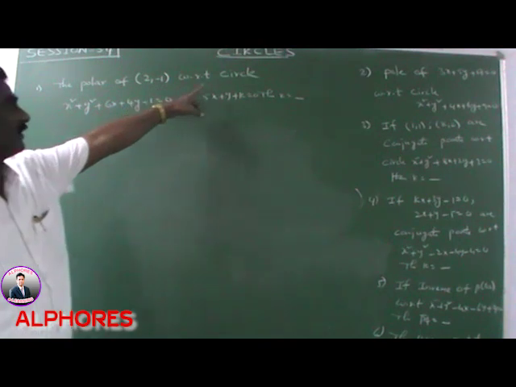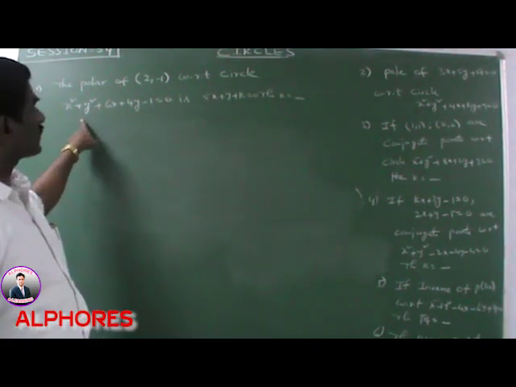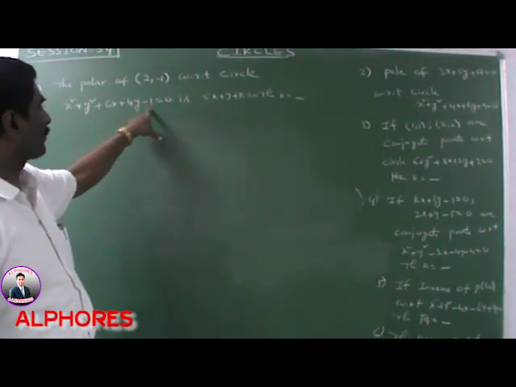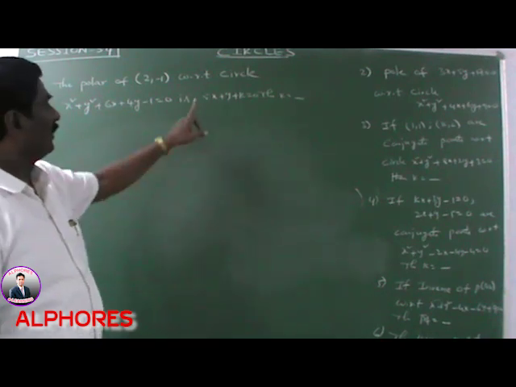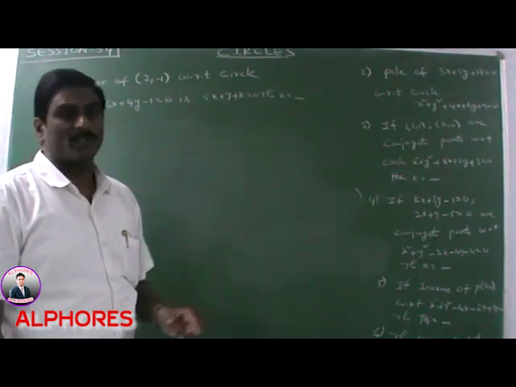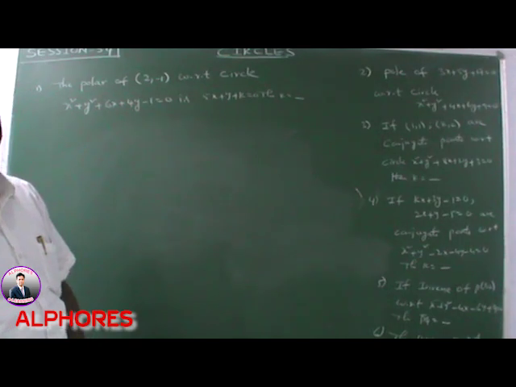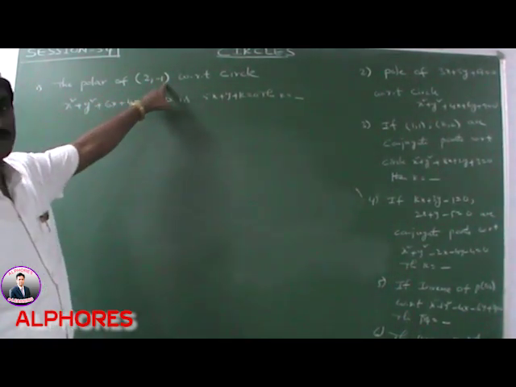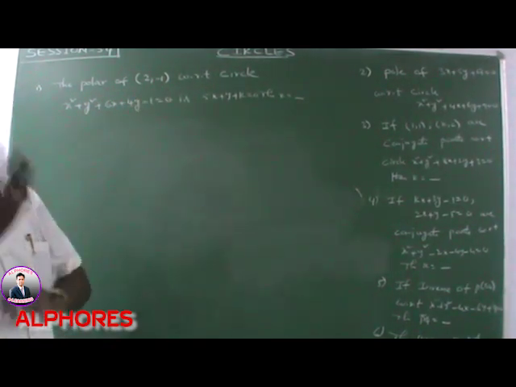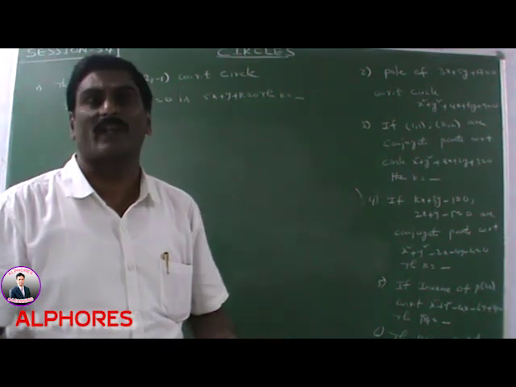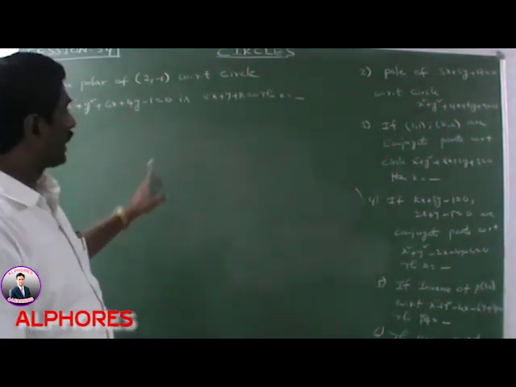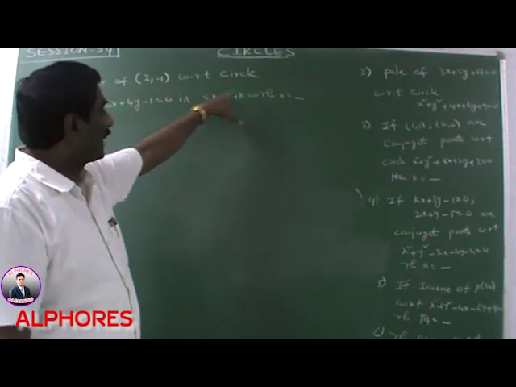First one. The polar of (2, -1) with respect to the circle x square plus y square plus 6x plus 4y minus 1 is equal to 0 is 5x plus y plus k is equal to 0, then k is equal to dash. Here the point is (2, -1), and the circle is this value. What is the equation of the polar for the given point? S1 is equal to 0. Find S1, compare this value with this line, we get k.